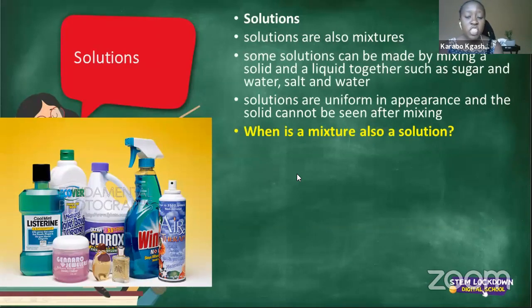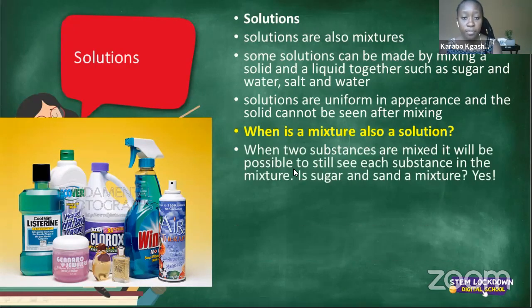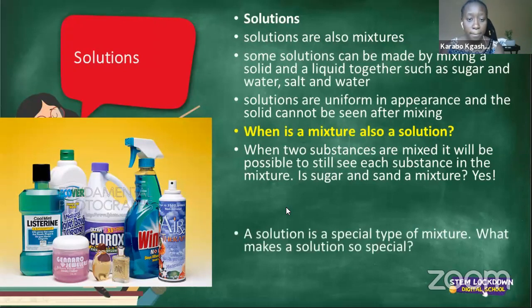Right, when is a mixture also a solution? So we need to find out now, when is it actually that a mixture can also be a solution? When two substances are mixed, it will be possible to still see each substance in the mixture. Is sugar and sand a mixture? Yes, it is a mixture because while we can still visibly see the substances inside the container, we can still see the sugar and we can still see the sand. And we can obviously separate them by sieving. It would be hard to separate them by hand sorting. So of course, sugar and sand is a mixture.